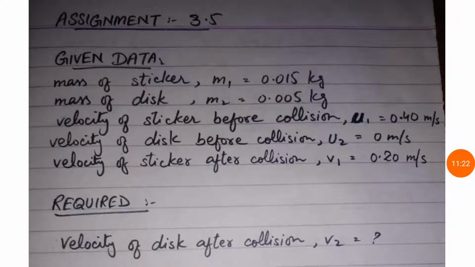Now for the given data, mass of striker m1 is 0.015 kg, mass of disc m2 is 0.005 kg, velocity of striker before collision u1 equals 0.40 meter per second, velocity of disc before collision u2 equals 0 meter per second, velocity of striker after collision v1 equals 0.20 meter per second, and our required data is the velocity of the disc after collision, that is v2.